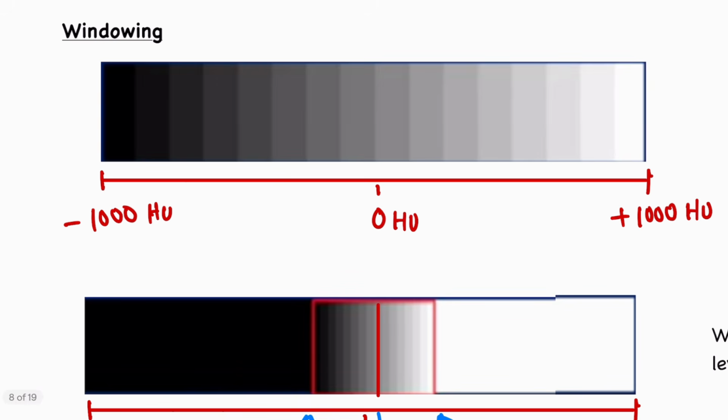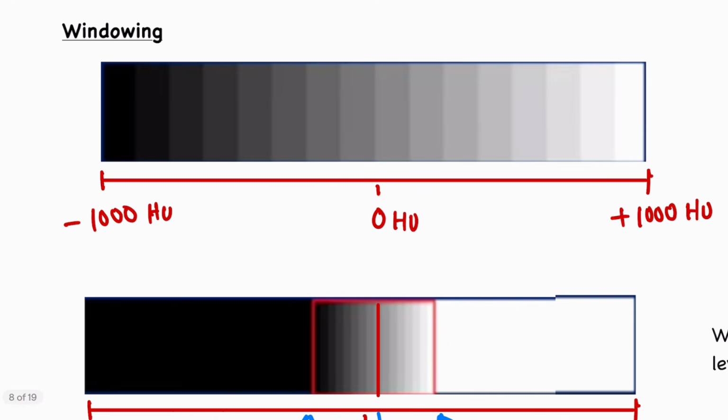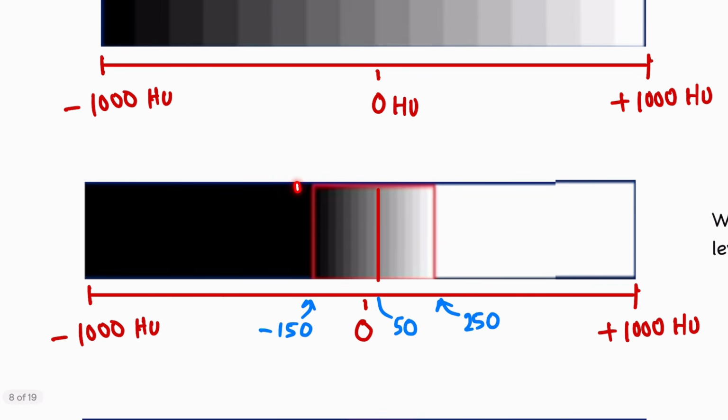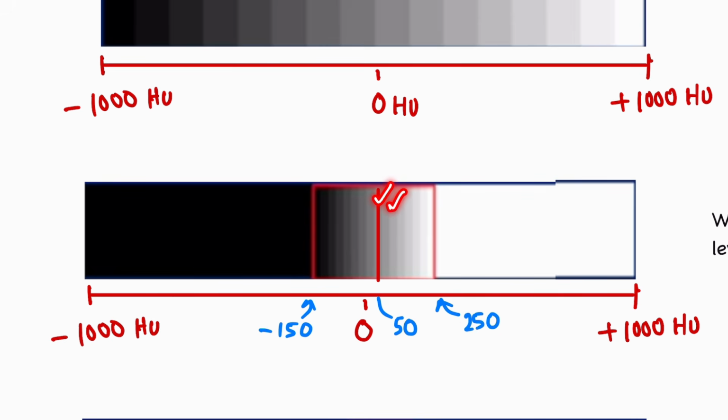What if I do something like this? I reduce this difference in the shades of gray into this small zone. I start at minus 150, I end at plus 250 Hounsfield unit, and I distribute all the shades of gray between this range only. As a result, what is going to happen is, see, it's so interesting. At 50 Hounsfield unit, even if there is a slight change to 60 Hounsfield unit, a change in the density of the soft tissue to 60 Hounsfield unit, there will be a marked change in the shades of gray, and that is what I wanted.